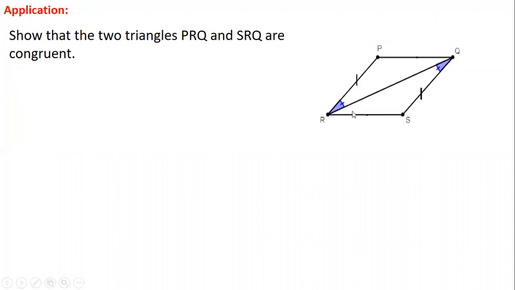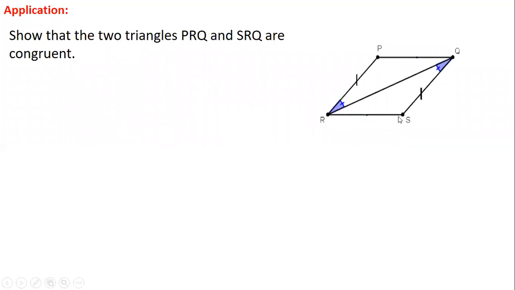Let's look at the first triangle, Adam, which is PRQ. Do you see in PRQ a side which is marked? Yes. Which one? The RP. PR or RP, good. In the second triangle, do you see a side marked the same? Yes. Which is? SQ. So side RP is equal to side SQ. Good, Adam.